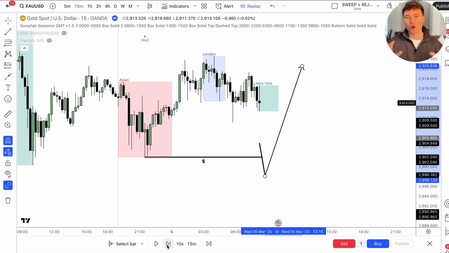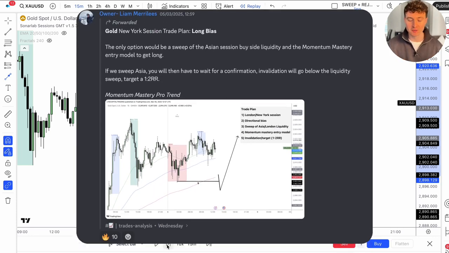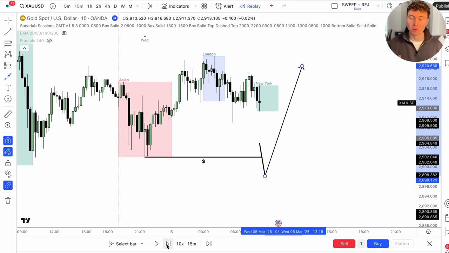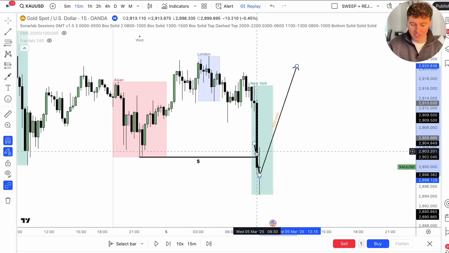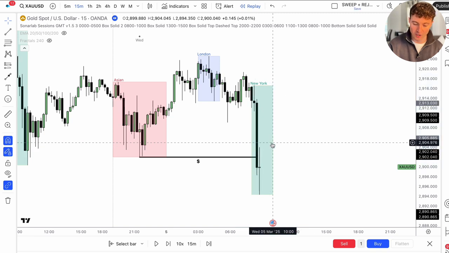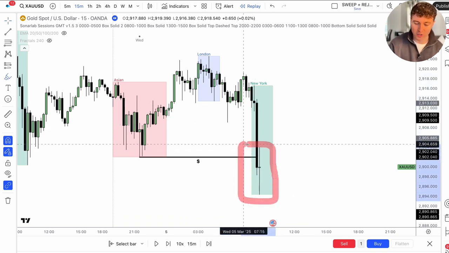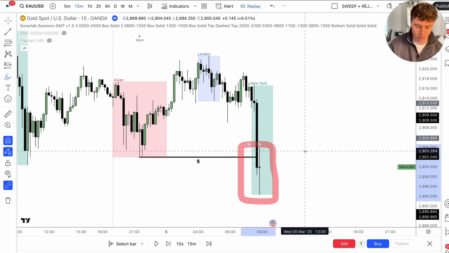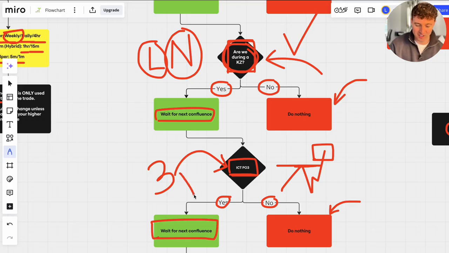I understand a lot of people are kind of cherry picking it. So let me just share with you the analysis that was sent to the exclusive community, just so you can see this was actually something that I was looking at ahead of time. You can see we run the sell side liquidity right here. And it's at this stage, once we've run the liquidity, this is what we call an ICT power of 3. And therefore we can now check this off. We have seen an ICT power of 3.